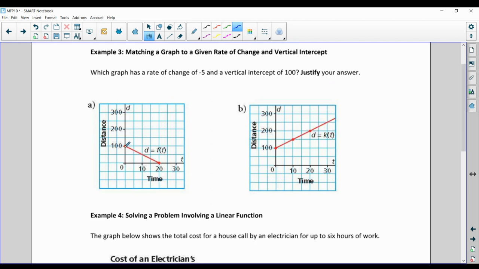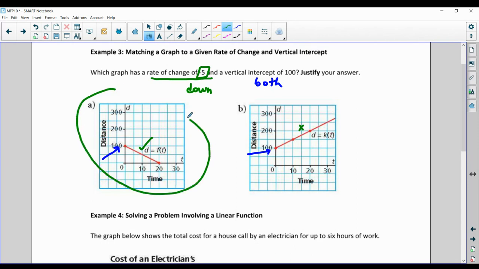So they both appear to have a vertical intercept of 100. They both have that because look at this. There's 100. There's 100. So they both have that. I guess the question is which one has a rate of change of -5? Well, if it's a -5, that means it must be going downward. And so this one works, but this one does not. So it's going to be A. And I think we've shown enough work there to justify our answer.